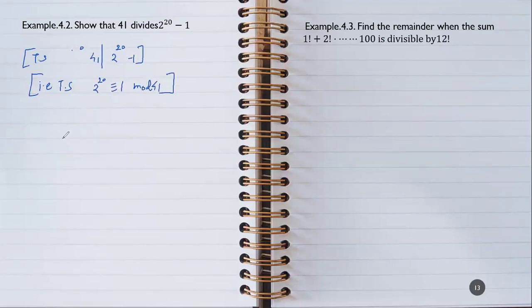Understood or not? So we will start with the power of 2 which is nearest to the number. I can say that 2 to the power 5 is 32, and 32 is congruent to 32 mod 41, because this number is less than 41. But I have to reach 20. So how can I write here?